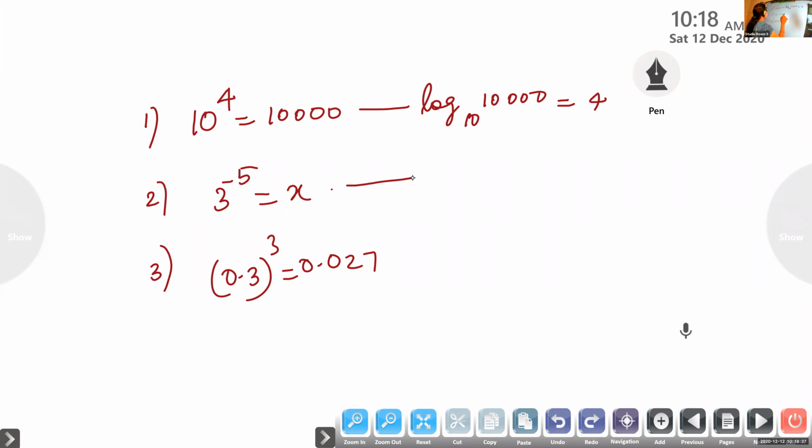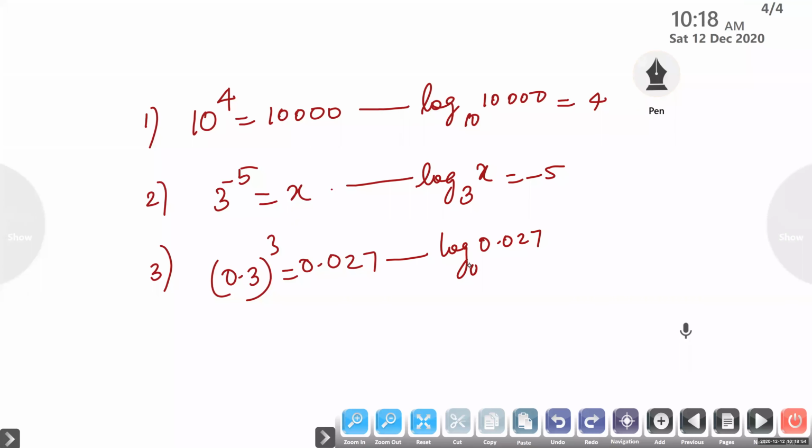Aishwarya: log x to the base 3 is equal to -5. Femina: log 0.027 to the base 0.3 is equal to 3. Okay, correct. So now write the heading, note.